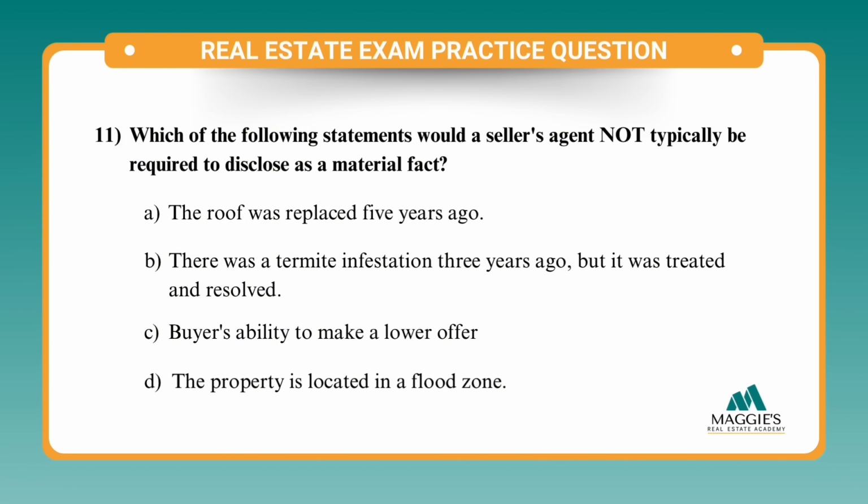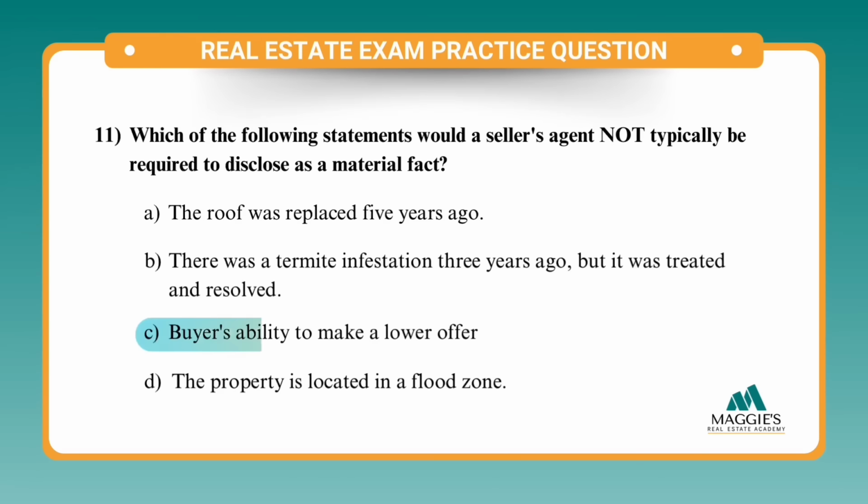a material fact? Is it A, the roof was replaced 5 years ago? B, there was a termite infestation 3 years ago, but it was treated and resolved? C, buyer's ability to make a lower offer? Or D, the property is located in a flood zone?